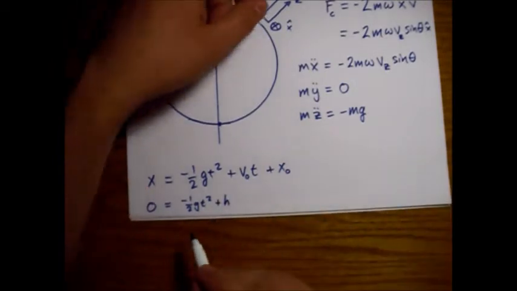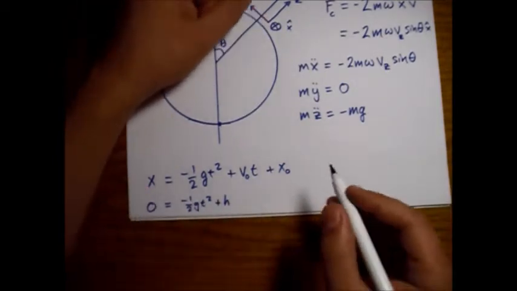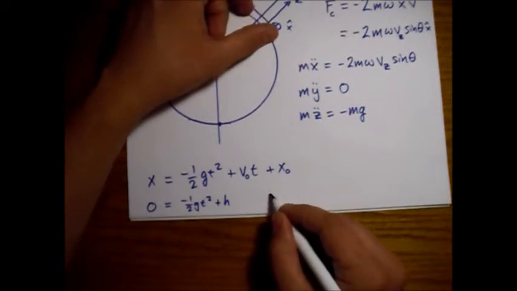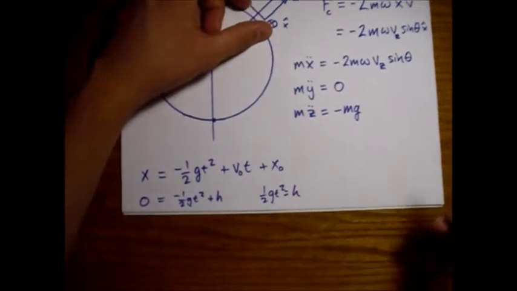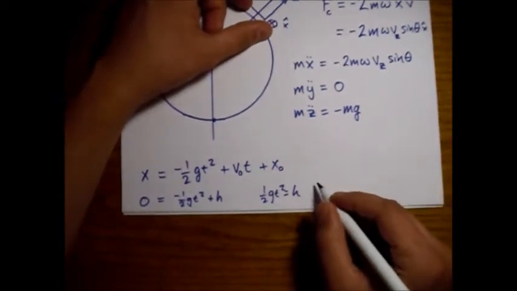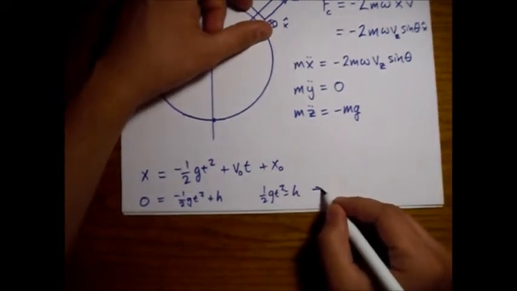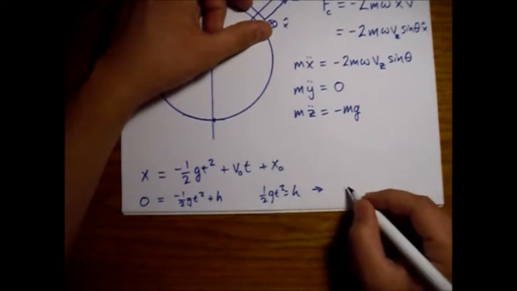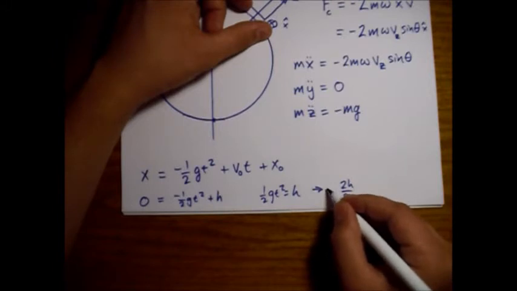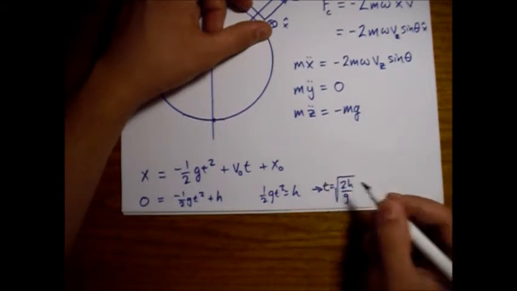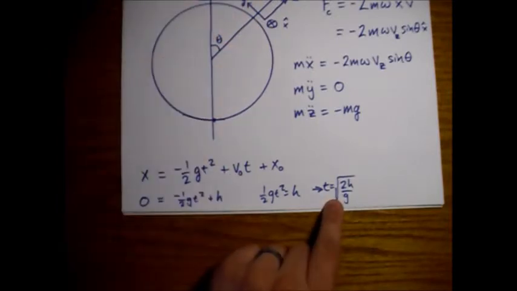All right, so no initial velocity, but an initial position of h. So if we bring this over, we get a 1/2 gt squared equals h. Which gives us, so we have a 2h and then divide by g, and then we take the square root. Okay, so this is going to be helpful.